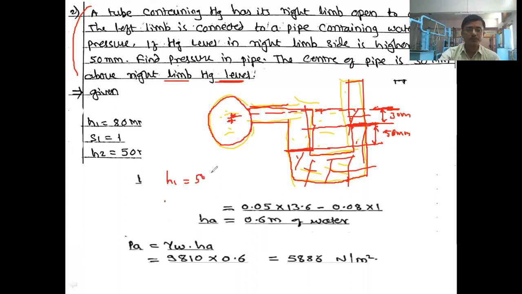So 50 plus 30, you will get 80 mm. And what is the value of H2? 50 mm. Correct. It is equal to 50 mm.